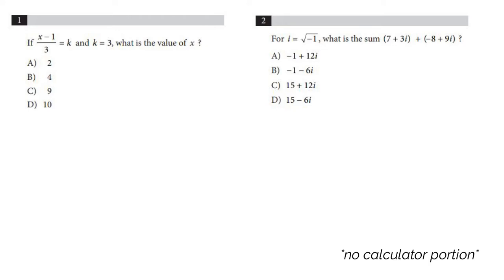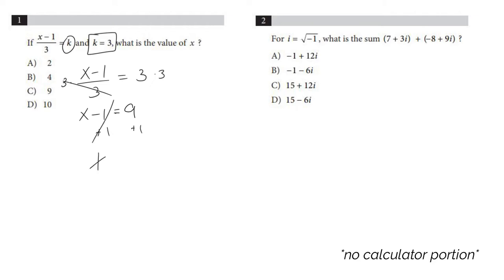So to start off the problems, this would be a non-calculator portion part of your test. But all it wants you to do is say that you know that k is 3, so we'll plug 3 in, and then go ahead and solve the equation for k. So we can multiply both sides of the equation by 3. So I have x minus 1 is equal to 9, and I will solve by adding 1 to both sides. So then x is equal to 10.